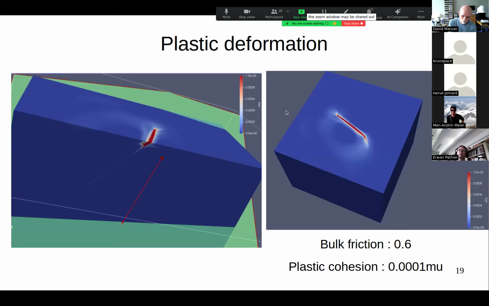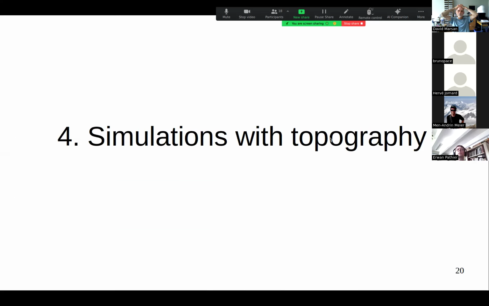Okay, so for the plastic deformation, we put a bulk friction of 0.6, and the plastic cohesion is dependent on mu. And we can see that the plastic deformation is mainly on the footwall, and it's a bit turning, but actually I don't know why, but it will be more interesting with the topography.